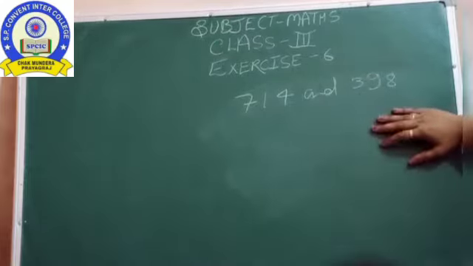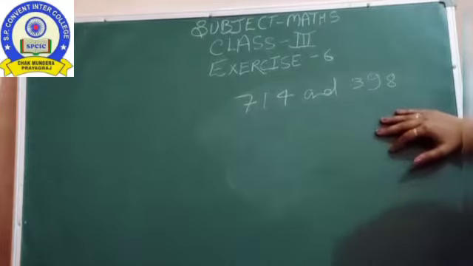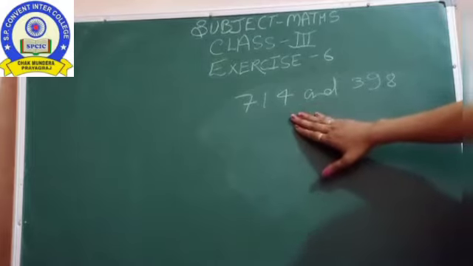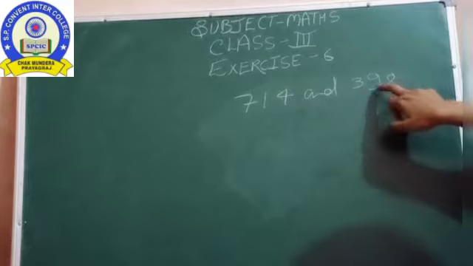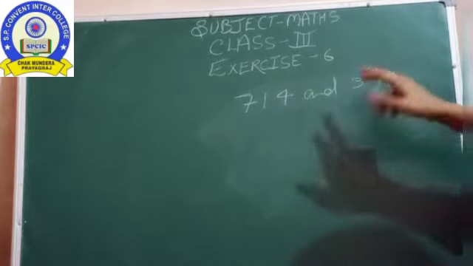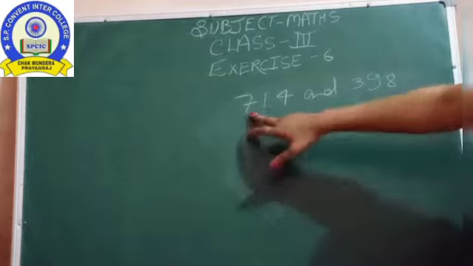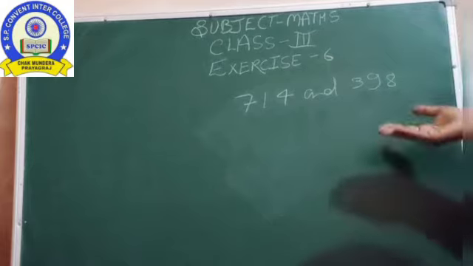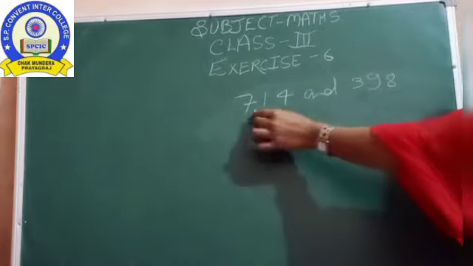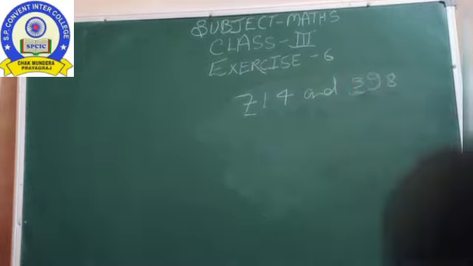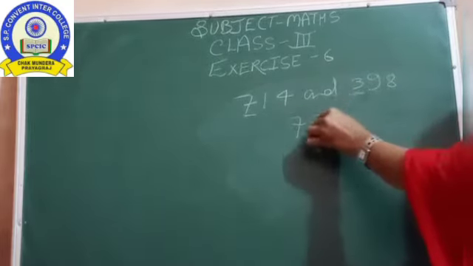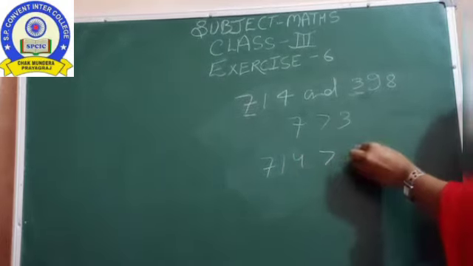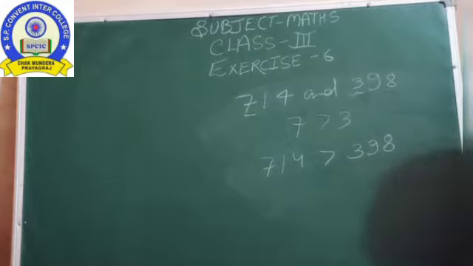If the extreme left digits of two numbers are different, look here, it means two numbers have the same number of digits, 1, 2, 3 and it is also 1, 2, 3. We compare the extreme left digit. Here is 7 and this is 3. The number with the greater extreme left digit is greater. 7 is greater than 3. It means 714 is greater than 398. Clear?